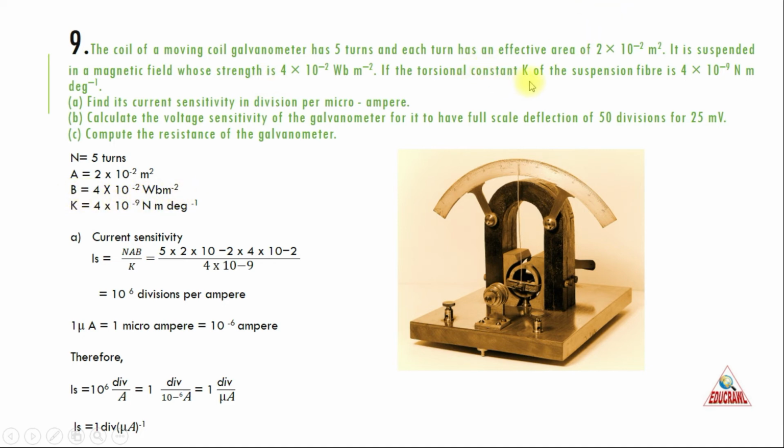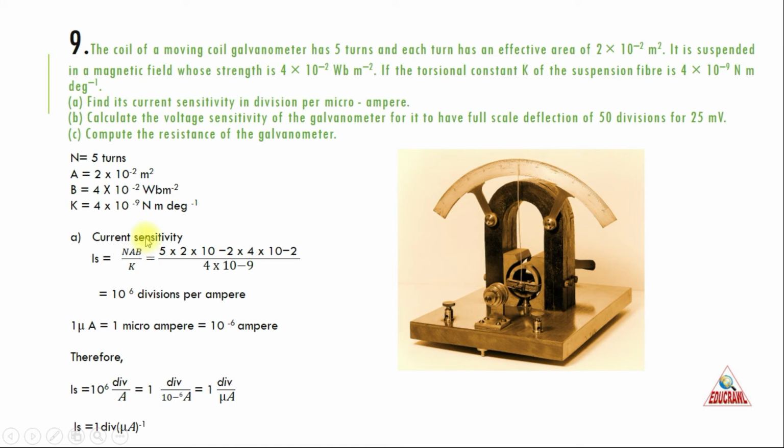If the torsional constant K value is given as 4 into 10 power minus 9 Newton meter per degree, find its current sensitivity in division per microampere. That is, current sensitivity must be in units of division per microampere. Next, we have to calculate the voltage sensitivity of the galvanometer and the resistance of the galvanometer.